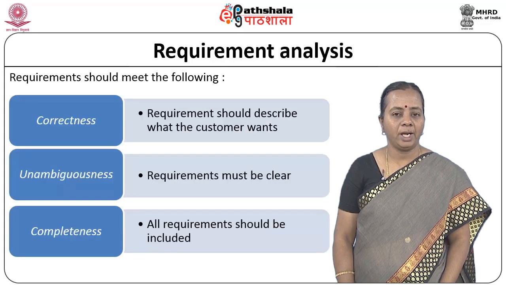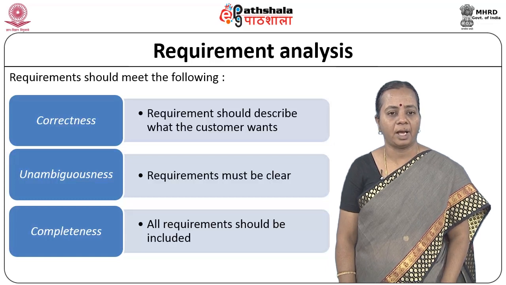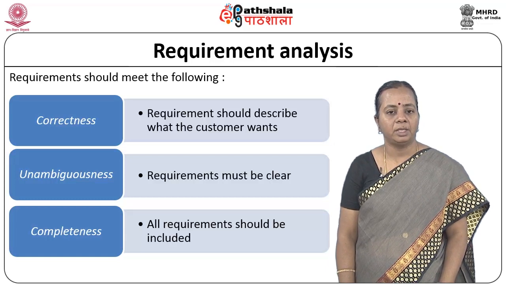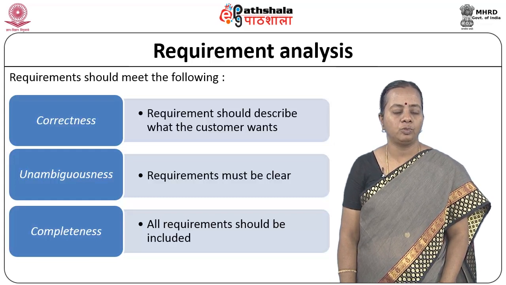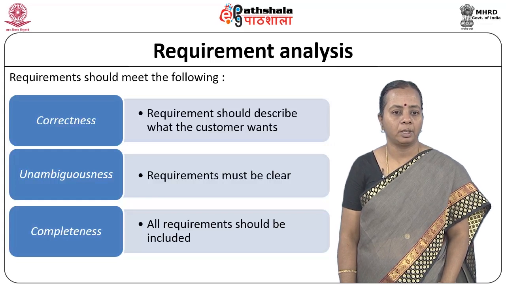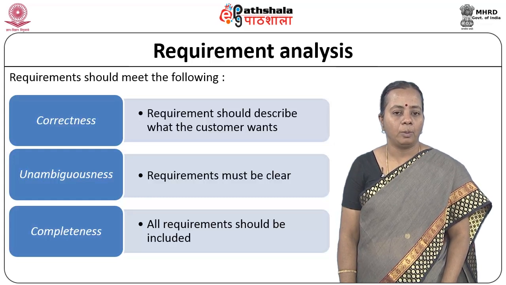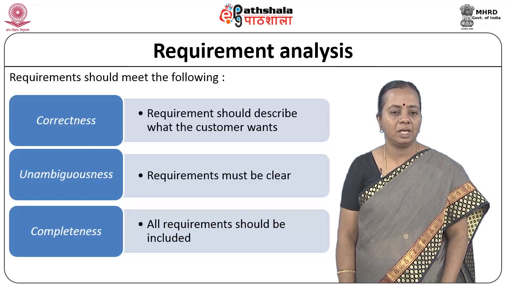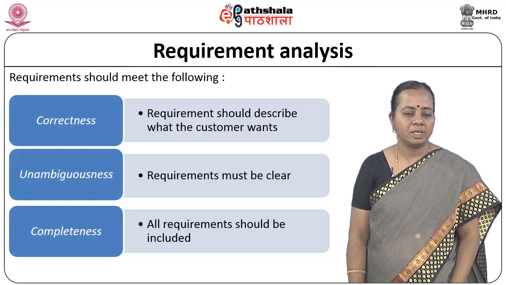When you are looking at requirement analysis, the first thing is correctness. Correctness is nothing but the requirement should describe what the customer wants. Exactly, we need to find out what the customer wants, which is the correctness of that particular product. The next is unambiguousness. The requirements must be very clear. We should not say hazily that this is what they want. We have to give a single statement of their requirement. Requirements should not be stated in a fuzzy way.